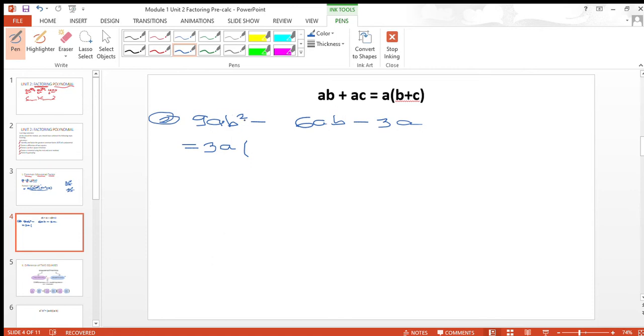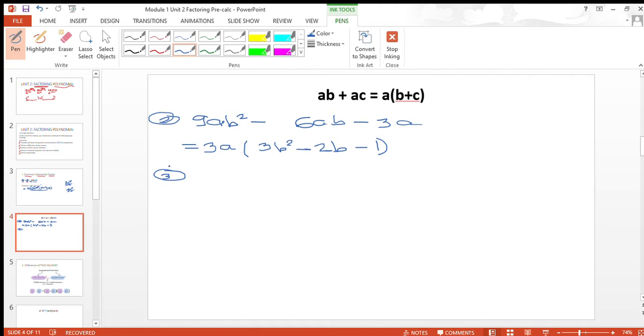So dividing this by 3a, 9 divided by 3 will be 3. A divided by a will be 1. Then we have b squared. Minus 6 divided by 3 will be 2. A divided by a will be 1. We're left with b. Minus 3 divided by 3 is 1. A divided by a is 1. So that will now be the final result.